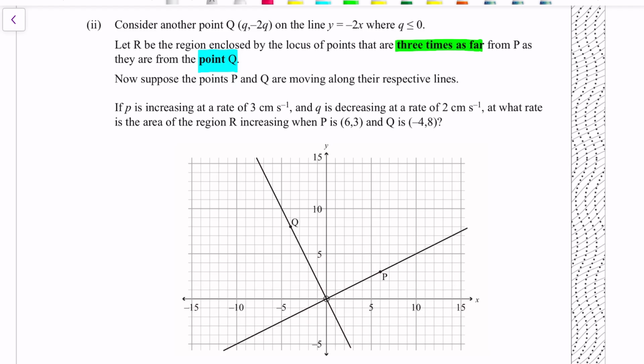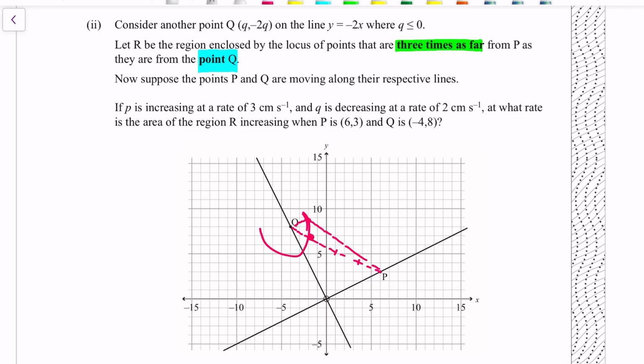So I asked my students in class to come up with a position that kind of works for this. If I was to draw a line between Q and P and divide it into 4 bits, this point here would have to be on the locus, because it's 3 times as far from P as it is from Q. But then maybe so would this point, because this distance here and that distance there would be a 3-to-1 ratio. So it turns out there's an infinite number of points that satisfy it. And if you've seen questions like this before, you'll know that it's actually a circle.